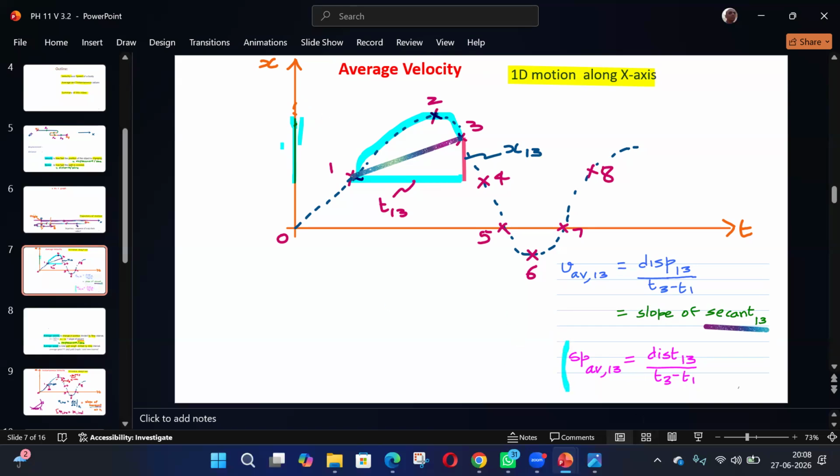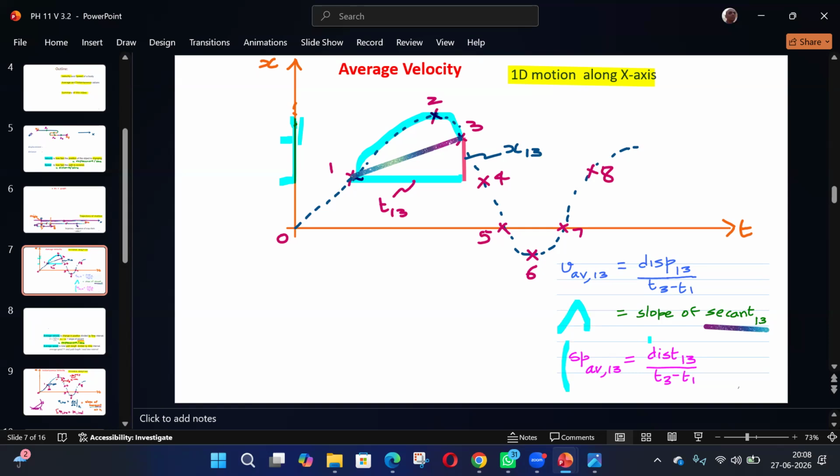But for average velocity, I just have to take the final point minus the initial point. That is the displacement, right? So this much divided by the time interval will be the average velocity. So average speed will always be greater than or equal to the magnitude of average velocity, because distance is always greater than the displacement.